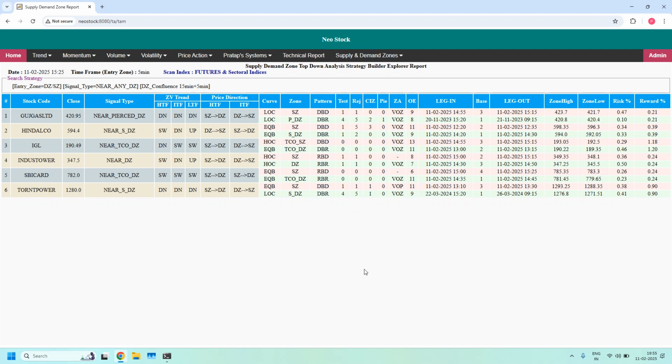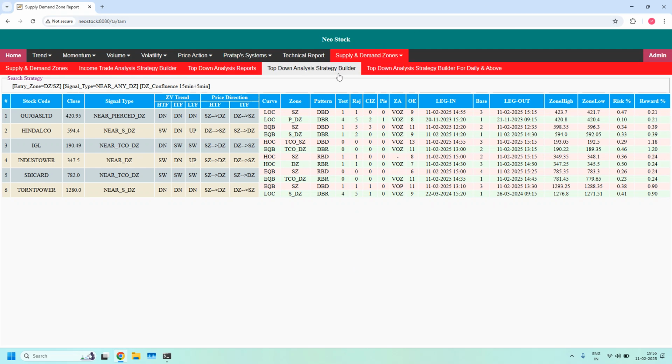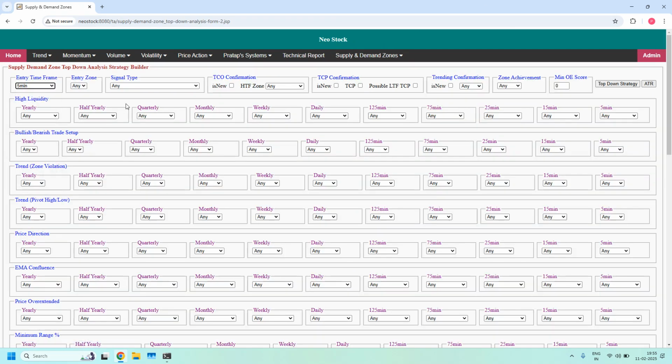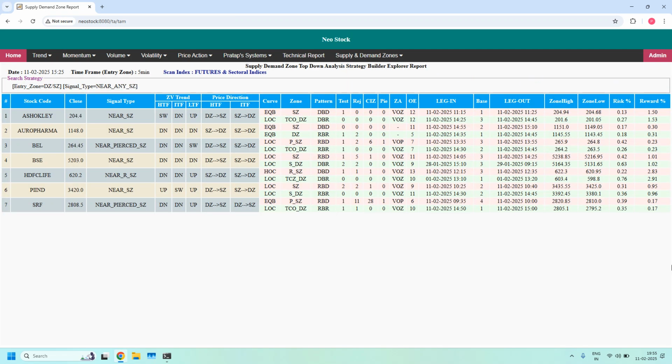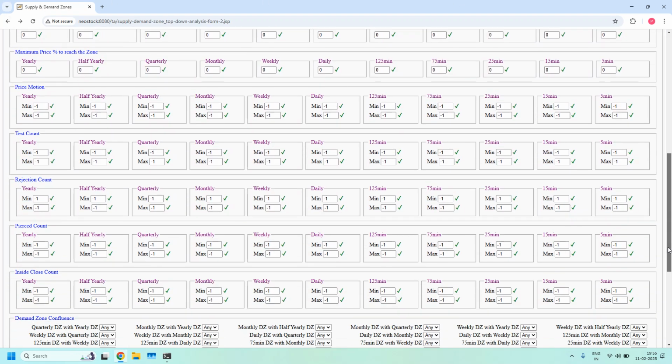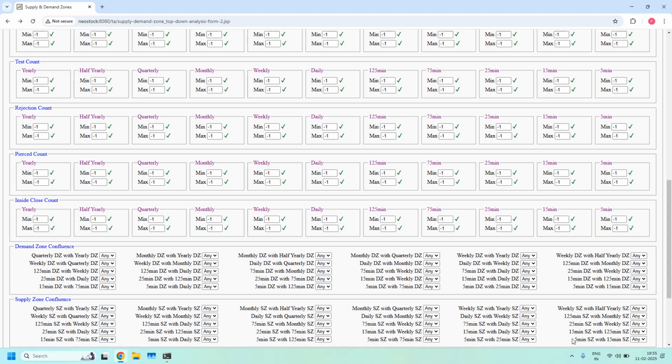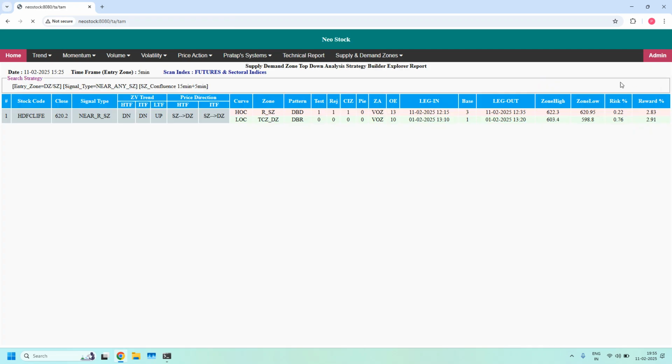Okay. Next, for the 5 minutes time frame, stocks near 5 minutes supply zone, we got 7 stocks. Out of these 7 supply zones, how many are having HTF supply zone confluence? That is, 5 minute supply zone with 15 minute supply zone confluence. I am enabling the filter. With this filter, we got only 1 stock. So this 5 minute supply zone is overlapped with 15 minute supply zone.